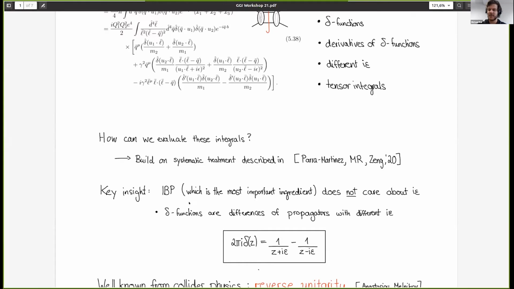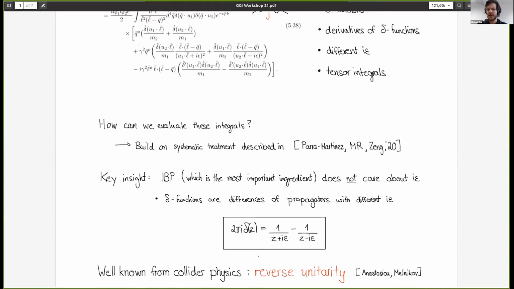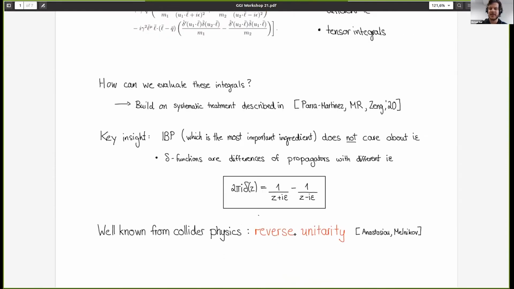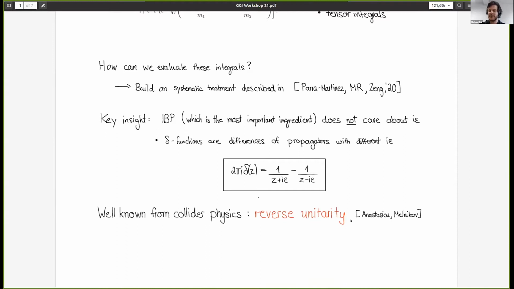And that is that if you do IBP, the IBP relations themselves do not depend on the i epsilon. You have, of course, to be a bit careful with using symmetries, but in principle, you can track the i epsilons, and so you can also do IBPs with different i epsilons. And then what you can realize is that you can express those delta functions that appear in terms of differences between propagators with different i epsilons. And this is something that is very well known in collider physics, and there it goes by the name of reverse unitarity, which originally was used by Anastasiou and Melnikov.